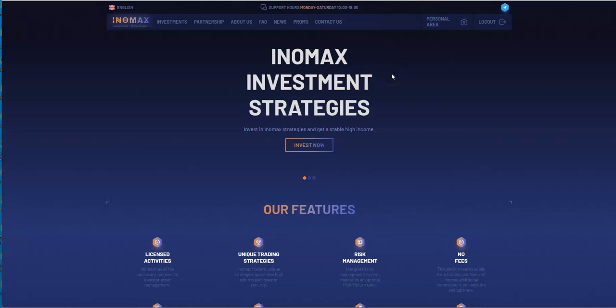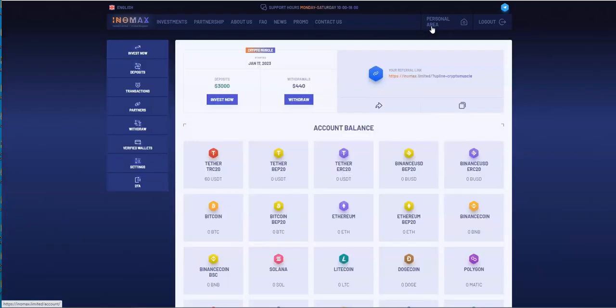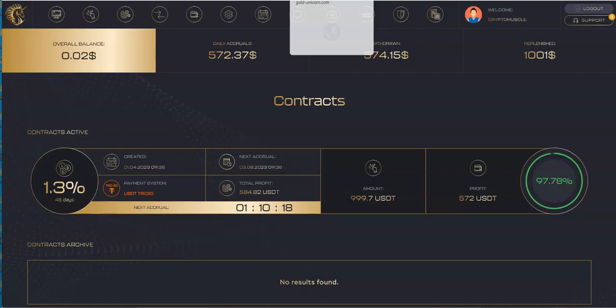So Inomax was one of the platforms I decided to no longer share a link. As far as I know, they were paying, but I decided that I just didn't want to continue with this. It was in my best interest to kind of distance myself from it, even though it's paying.